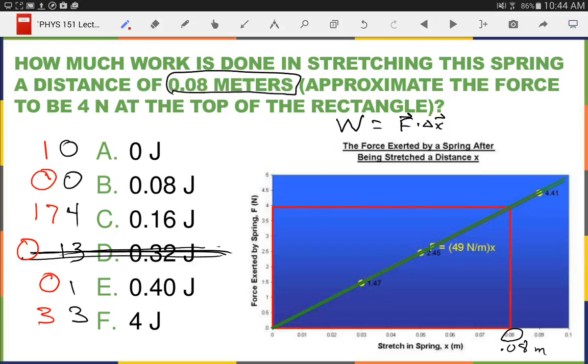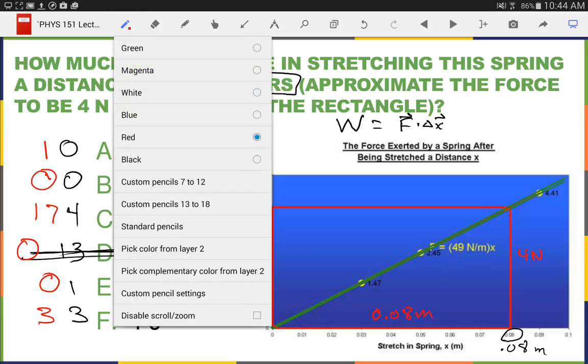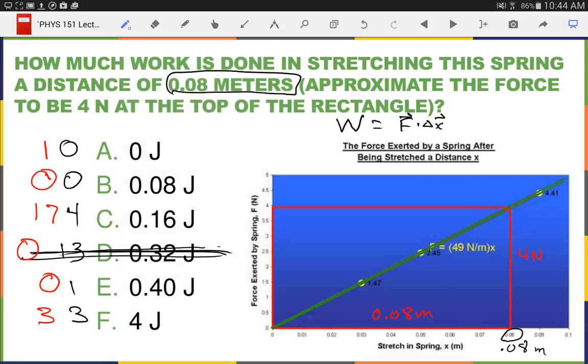So I told you to just approximate that it had a force of 4 newtons up here at the top. So if that's 4 newtons and this is 0 newtons, then the rise was a total of 4 newtons there. The horizontal portion was 0.08 meters. And this makes a triangle for the area under the curve. So what's the equation for the area of a triangle? I heard words, but I did not hear an answer. What was the equation for the area of a triangle?